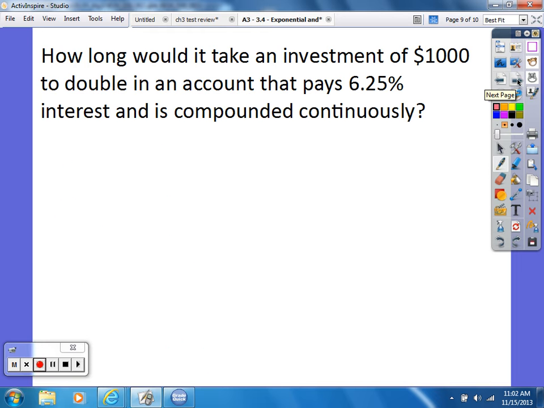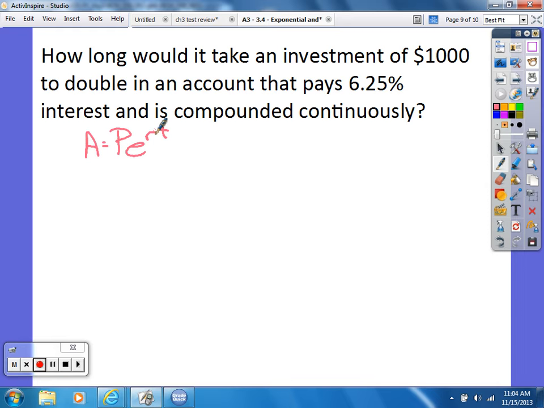So now, let's do a word problem. Take a minute, write down your key information, and we'll work through this. Okay, so here's our lovely word problem. I have $1,000. I want it to double. The bank's telling me 6.25% interest, which is very, very high. And they say compound continuously. So what formula should be jumping in your head? PERT. So A equals P e to the RT. Okay.